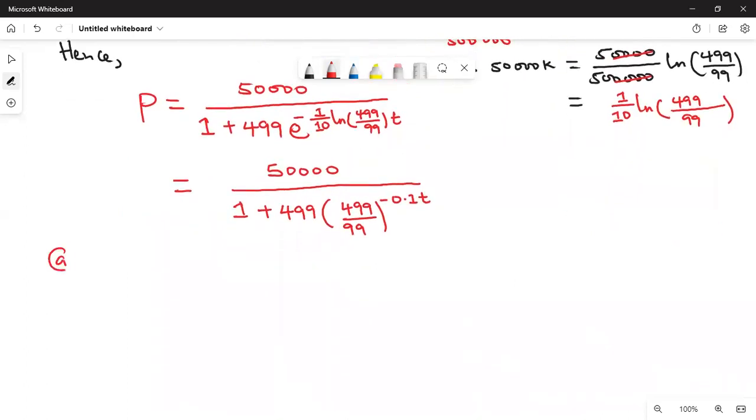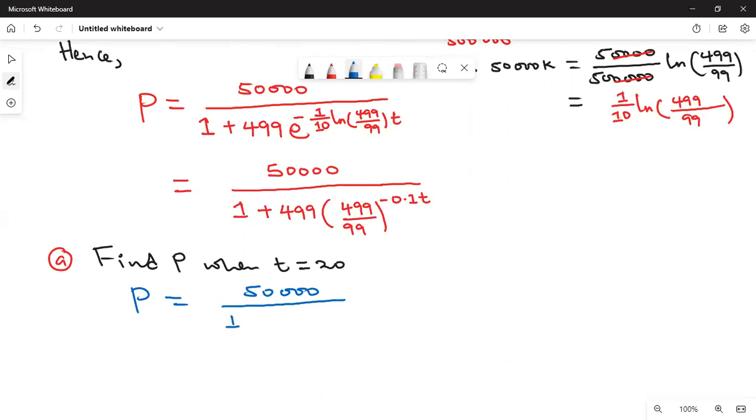In part A, what are we told? How many people will be aware of the product after 30 days? Not 30, but 20 days. So it's just find P when T is equal to 20. Let us substitute. So P will be equal to 50,000 everything over 1 plus 499 times 499 over 99, and this raised to T is 20, so 20 times 0.1, that is 2. So this raised to negative 2.